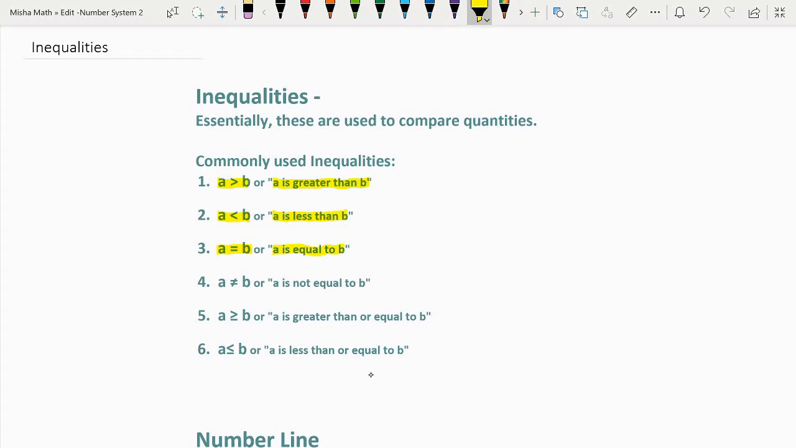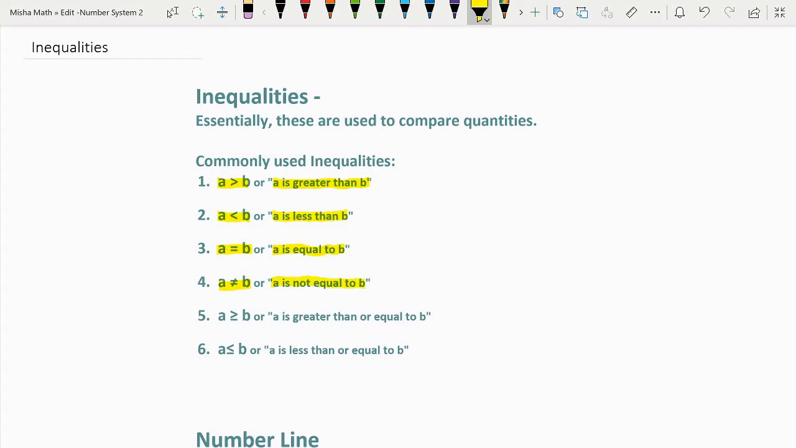Let's move on to the fourth equation. In this equation, we are actually using a different sign. But if you look at it closely, it is an equal sign with a slash crossing it. This sign is called not equal to. That means that A and B are not equal to each other.